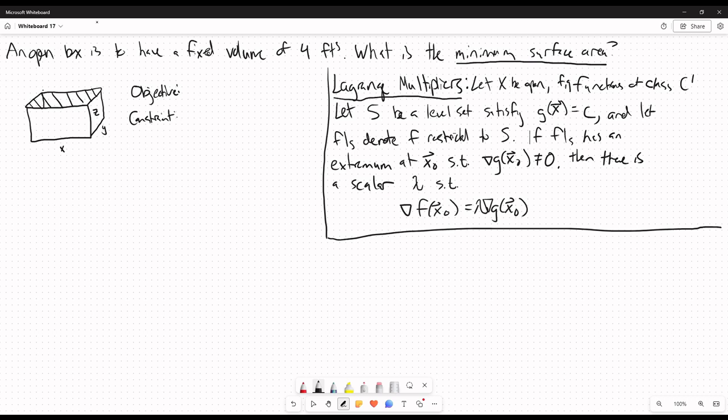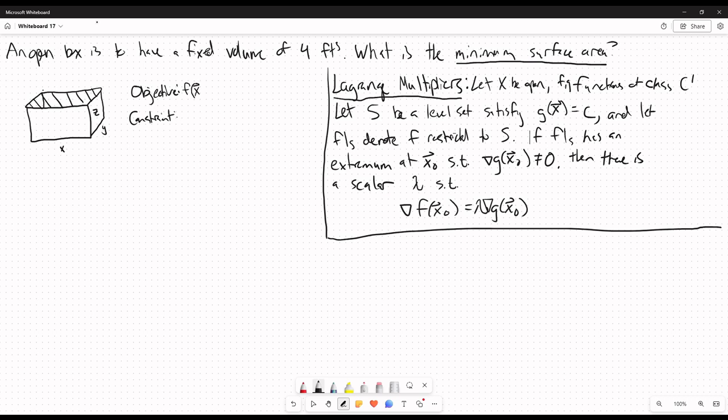So let's go ahead and find our objective function, find our constraint equation, and then we're going to use this idea of Lagrange multipliers to set up a system of equations. So our objective function, what are we trying to optimize? We're trying to minimize the surface area. Typically f is going to be what we're trying to minimize, because as you see here, we are finding where f restricted to S has an extremum, so f is what we're minimizing.